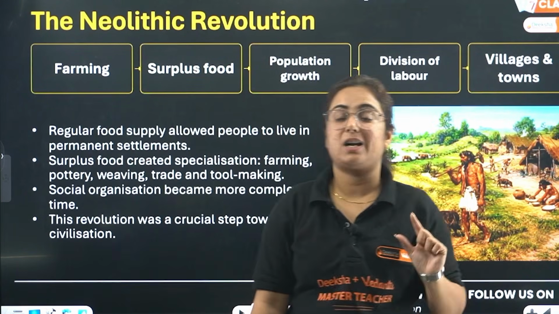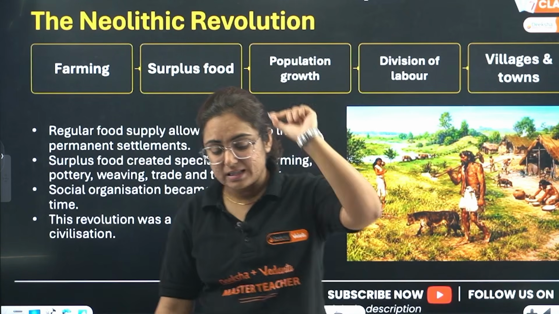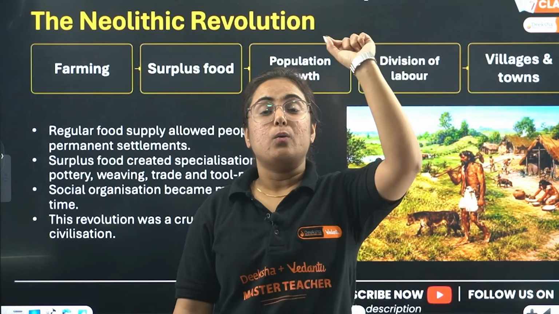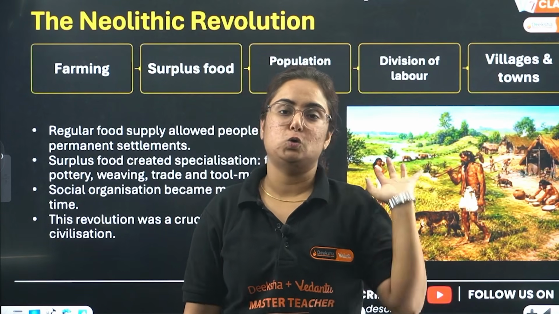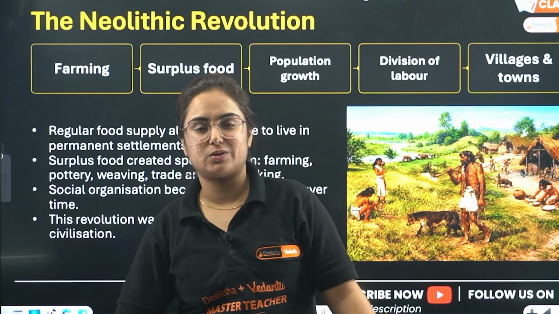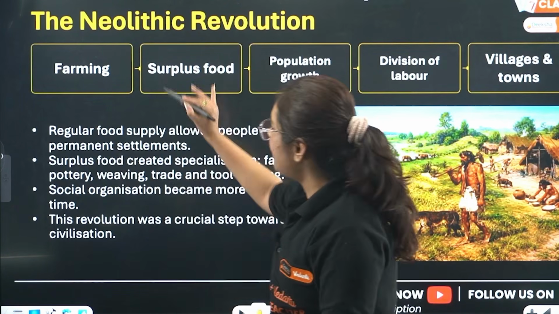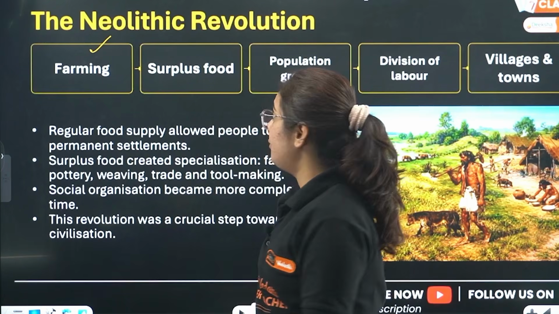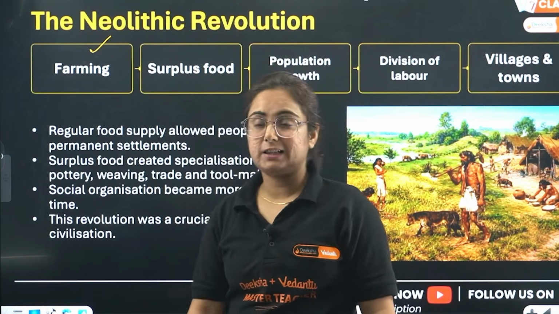Still it is lithic. Why? Because humans are still dependent upon hunting and gathering with the use of stone tools. Now a revolution. What do you mean by revolution? A change came in the society. How? Farming is introduced to humans. Yes. They become settled after that time.